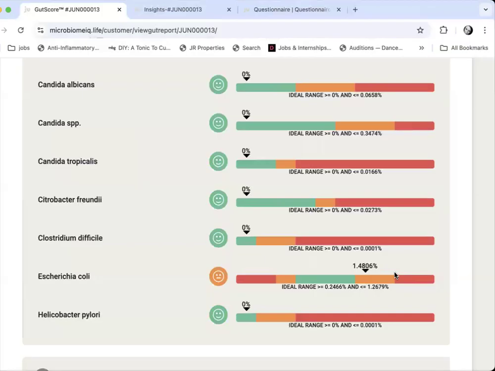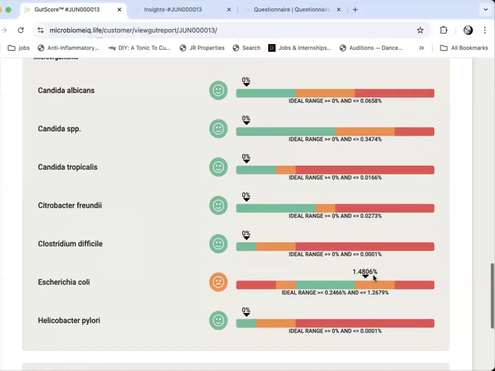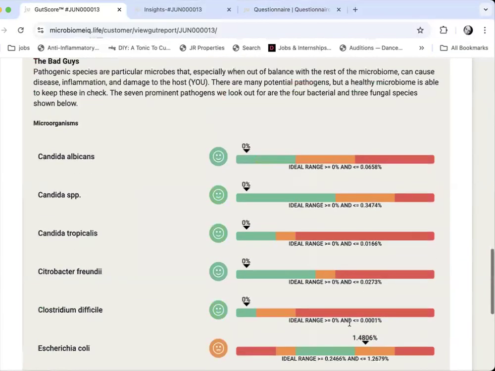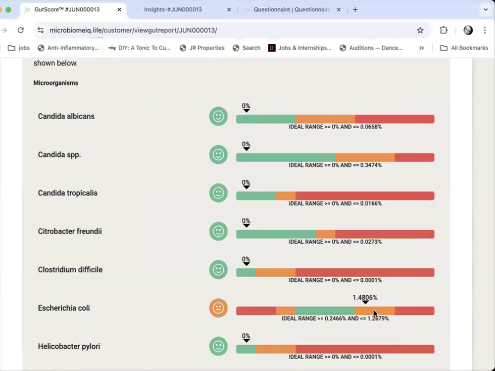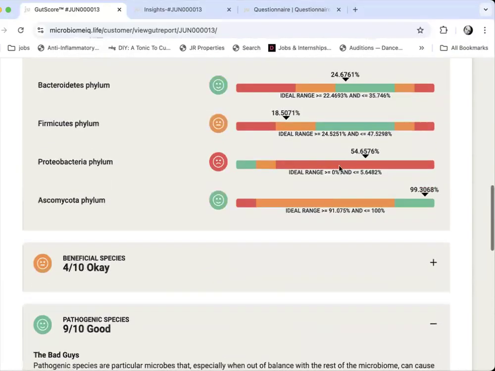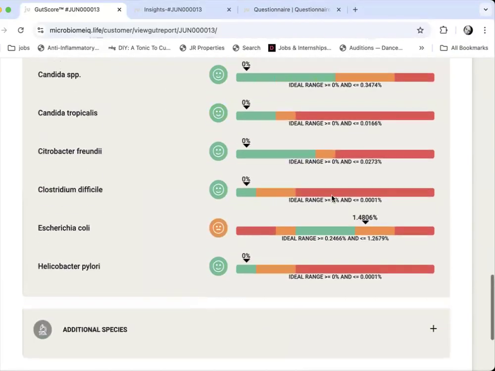And so thinking through it clinically, what I always do when I see an elevated E. coli in a person's report: E. coli is a member of the Proteobacteria phyla. So if that's super elevated, it's not super elevated here, but if it's super elevated and the Proteobacteria is elevated, that may be the link between where the inflammation is coming from.